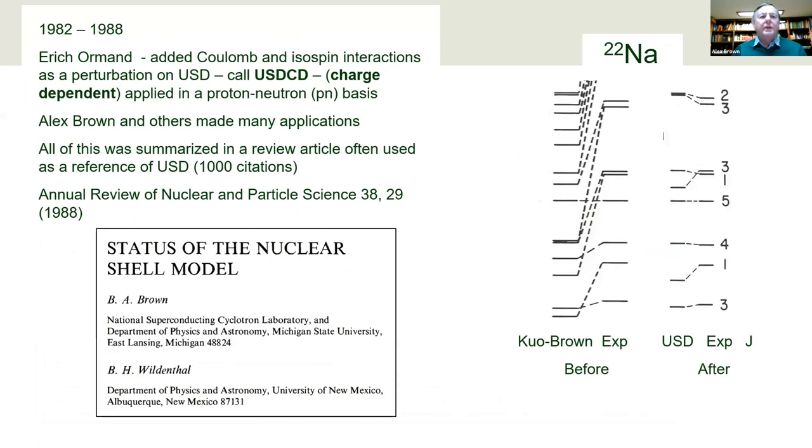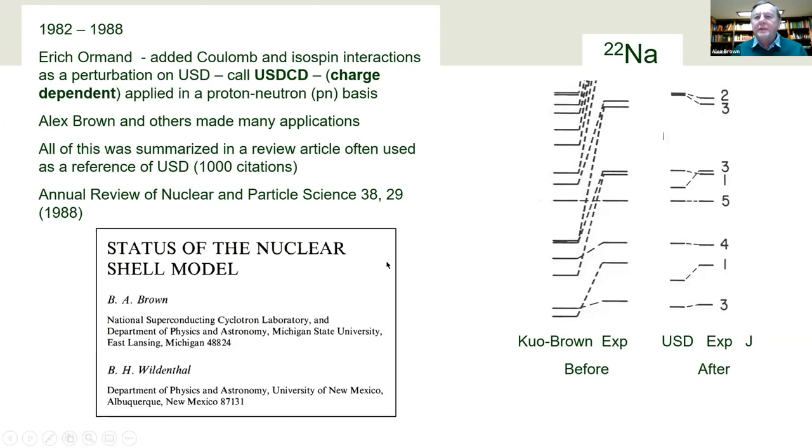Now, from 1982 to 88, several things happened. Eric Ormand added Coulomb and isospin breaking interactions. And so there's a new class called USDCD for charge dependent, and it's in a proton-neutron basis. And I and others made many applications of the USD interaction and the USDCD. And all this was summarized in a review article, which is also often cited as a reference for USD.